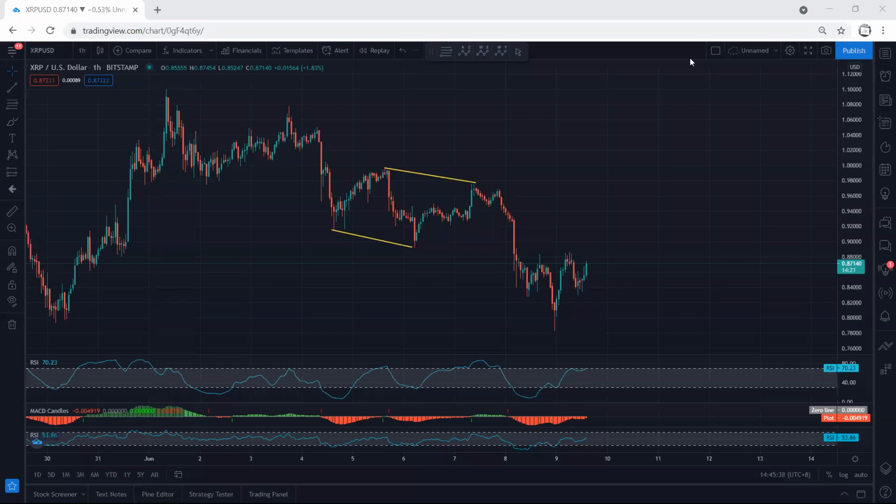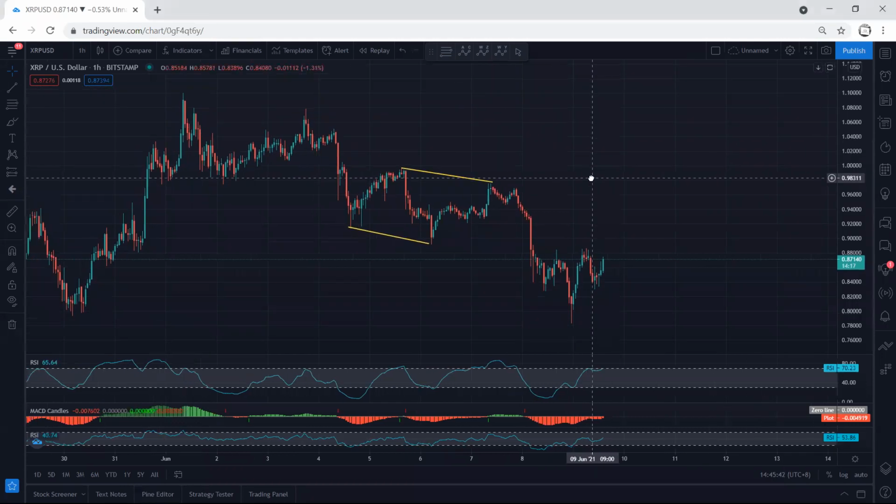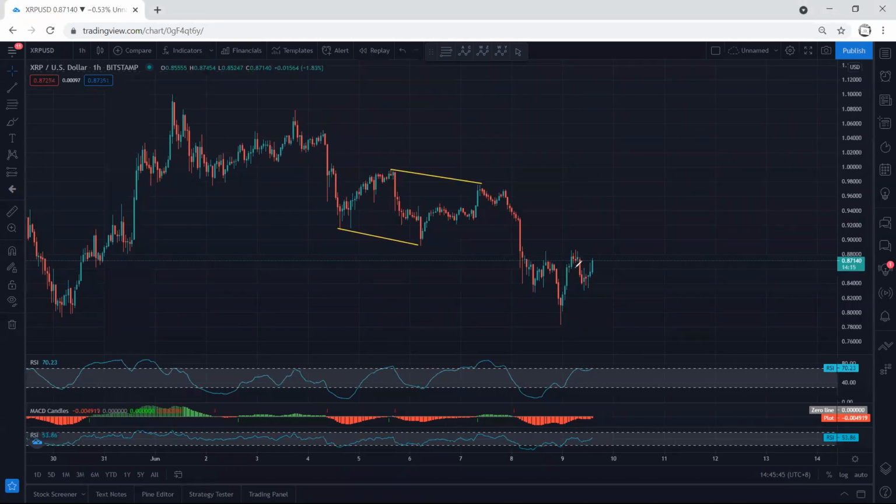XRP, we start with the 1 hour chart. We want to see how we can look for a trade. First of all, if we refer to our analysis, after we get this down move, we mentioned we can look for reversal. If we get the reversal, this is what we are looking for. We want to look for buy.